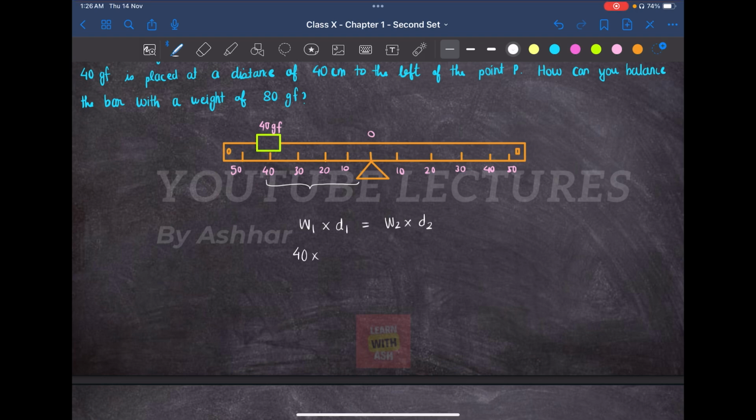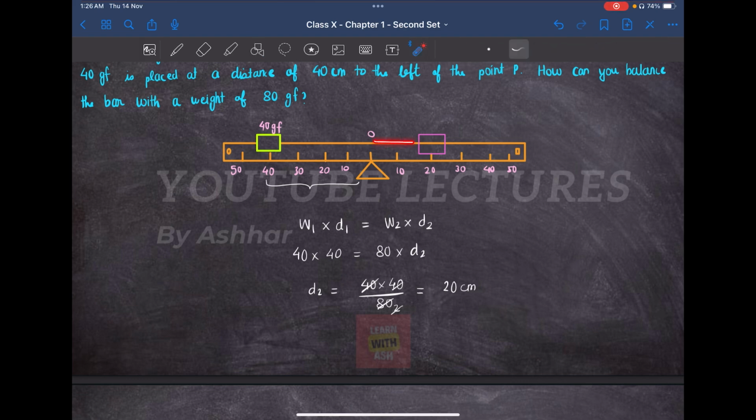So what I can write? I can write 40 multiplied with 40, which will be 80 multiplied with the distance. I don't know about the distance, so keep it as d2 only. So I can write d2 is equal to 40 multiplied with 40 divided by 80, 4 2 times and 2 20 times. So this will be 20 centimeter. What does this mean? It means that I will be suspending that 80-gram force block 20 centimeter from where?